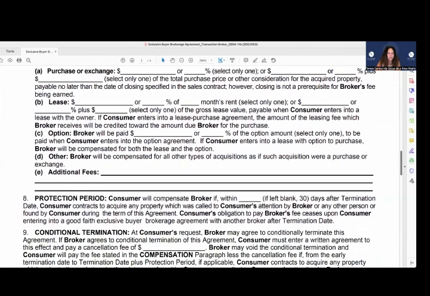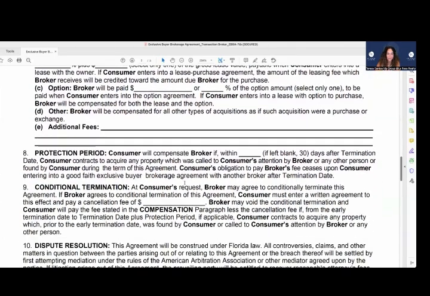All right, so option broker, the same thing. If they're doing a lease with an option to buy, same exact thing, okay? Other broker will be compensated for all other types of acquisitions as if such acquisition were a purchase or exchange, okay? And then obviously it gives you, this is new, an additional terms section right here that you can put any additional terms that you might want to put on there.